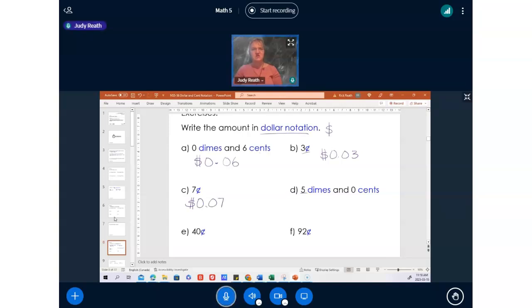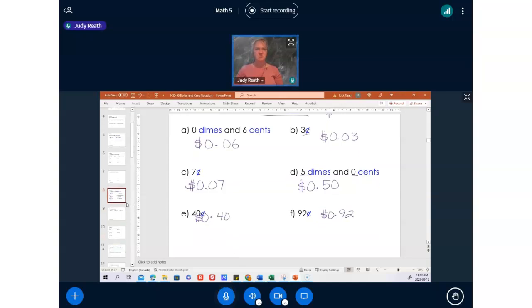Now this one we have 5 dimes and 0 cents, but we're still doing dollar notation, so we still start with the dollar. $0, 5 dimes would be 50 cents, right? 0 cents, like that. Now down here we have 40 cents, so we're going to write our dollar sign, $0, and 40 cents. And for 92 cents, again, start with the dollar sign, 0 whole dollars, and 92 cents. Okay, not too tricky, but just something to be aware of so that you understand how to use the cent notation and dollar notation.